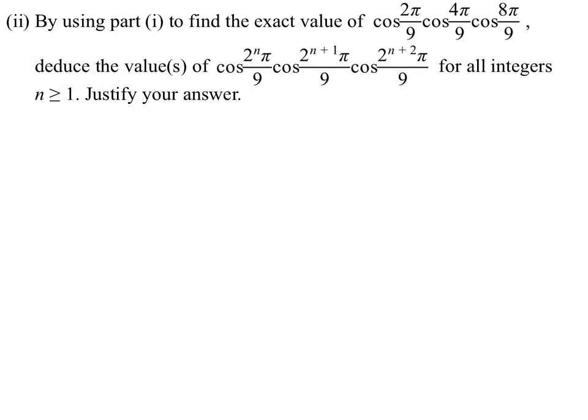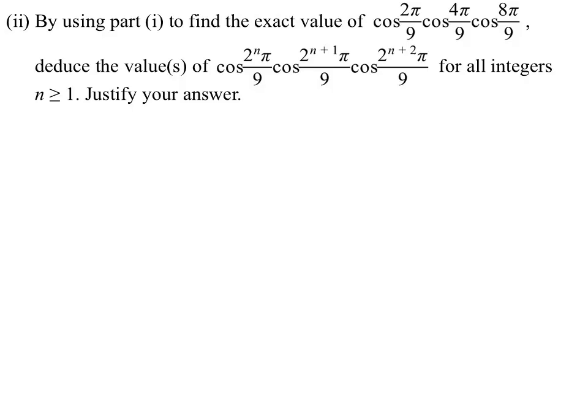Part 2. By using part I, find the exact value of cos 2 pi on 9, cos 4 pi on 9, cos 8 pi on 9. And then from that, deduce the values, and they put S in parentheses to highlight maybe there's one answer, maybe there's more than one answer. That's for all integers. And you've got to justify your answer. You've got to just write an answer down. You've got to justify why you had that answer.